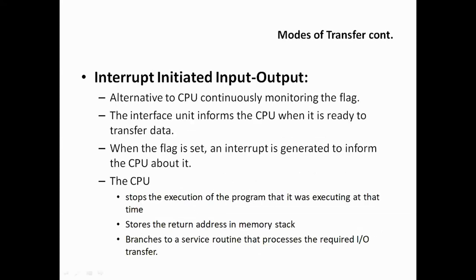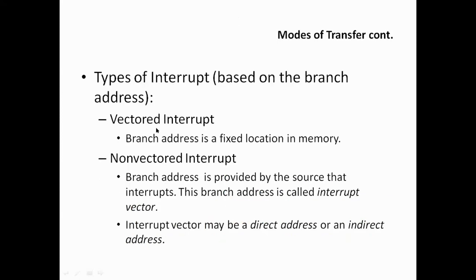So here you can see the computer stops the current program and goes to a new program. When it branches to a new program, new routine, new function, this function obviously has some address. So what will be this address? What type of address will it be? It may be of two types: either a vectored address or a non-vectored address.